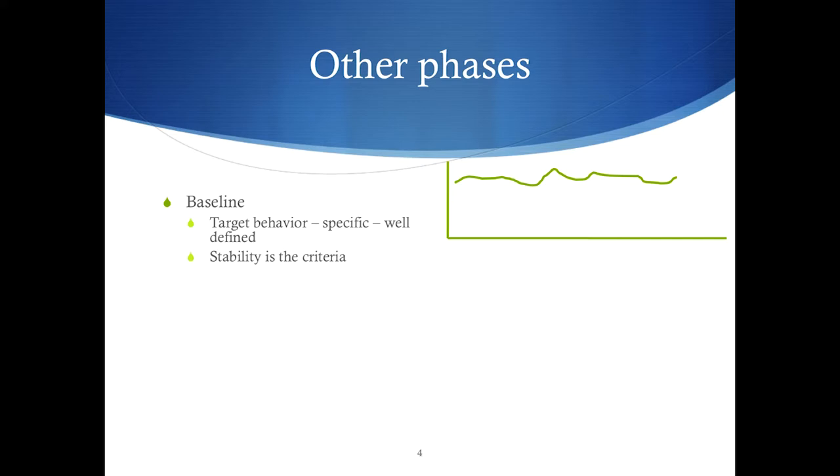Okay. Stability is the criteria. Now, notice this line is like up and down, up and down, up and down. It's actually stable. Why? Because I tell you it's stable. Sorry. Stability is hard to tell. You have to have some criteria for it. Usually it has to do with predictability. Are you reasonably predictable? Can you reasonably predict where that next data point is going to be? If so, you're probably stable.